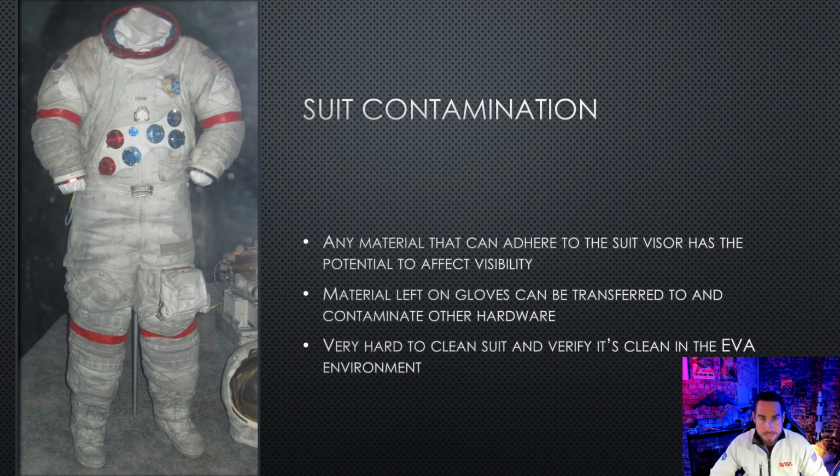It kind of goes without saying, anything that can adhere to the visor has the ability to affect visibility. If you get material in the gloves, it can be transferred and contaminate other hardware. So, for example, it could affect the hatch seals that could prevent the repressurization. So you get back into the airlock, you get this material on your gloves, it can contaminate the seals. You could make it to where you couldn't repressurize that airlock, so you couldn't get back into the ISS itself.